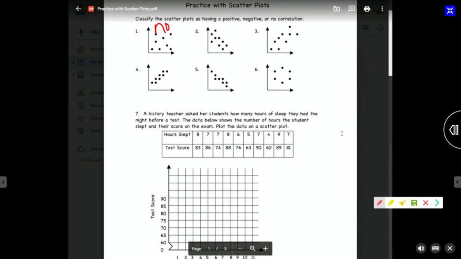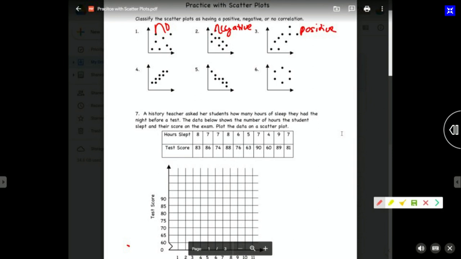What about 2? What do you think 2 is? Negative. Good. 3. Good. Now, on number 3, yes, it's positive. You're 100% right there. But are those data points close together? It's almost tempting to do a little no correlation on there, right? So we would say that's also a weak positive, right?